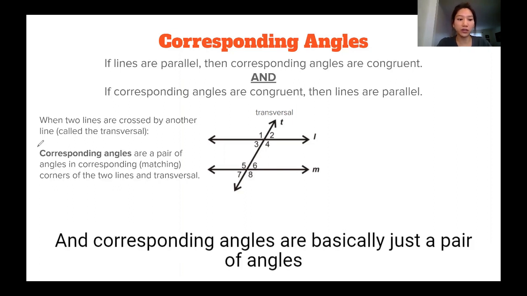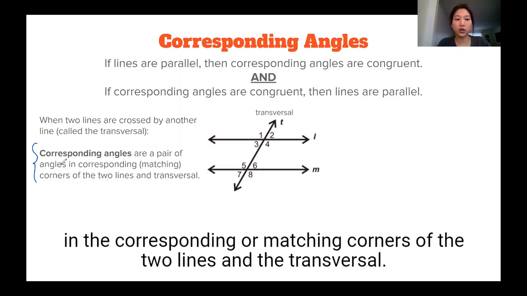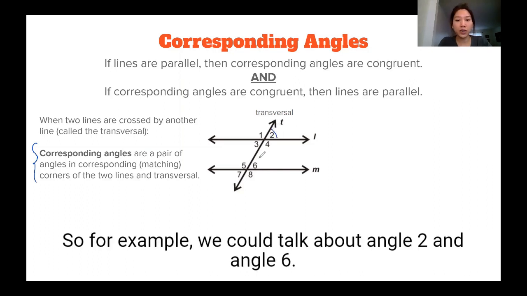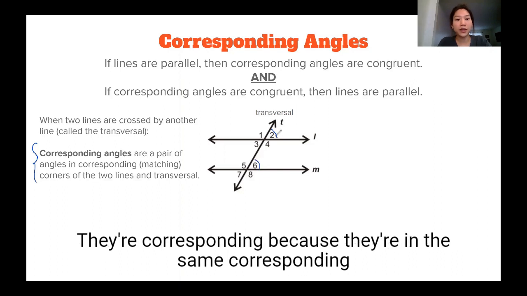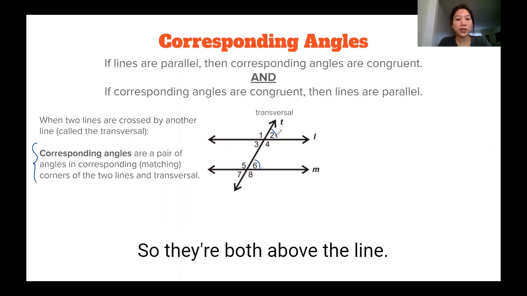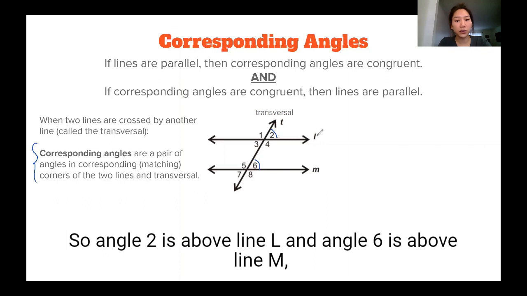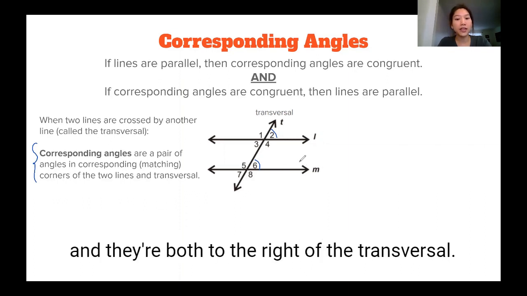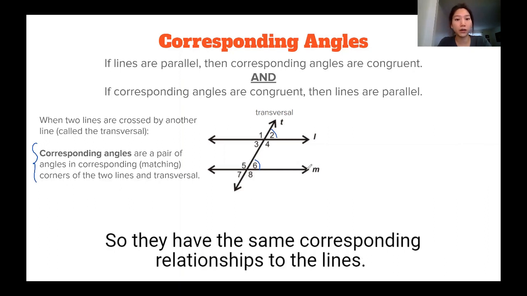Corresponding angles are basically just a pair of angles in the corresponding or matching corners of the two lines and the transversal. So for example, we could talk about angle 2 and angle 6. They're corresponding because they're in the same corresponding positions compared to the lines and the transversal. So they're both above the line. Angle 2 is above line L and angle 6 is above line M. And they're both to the right of the transversal. So they have the same corresponding relationships to the lines.